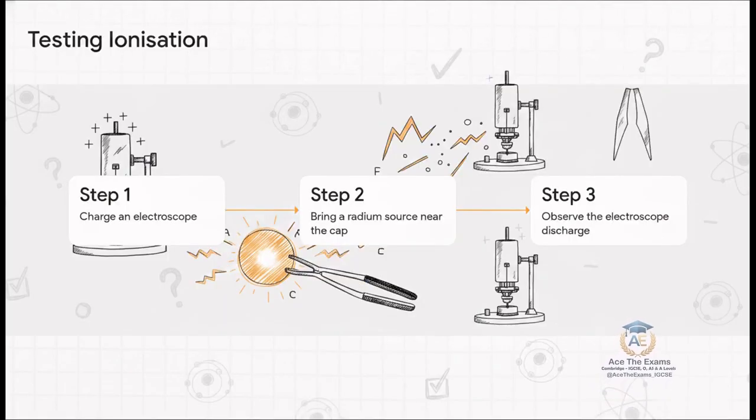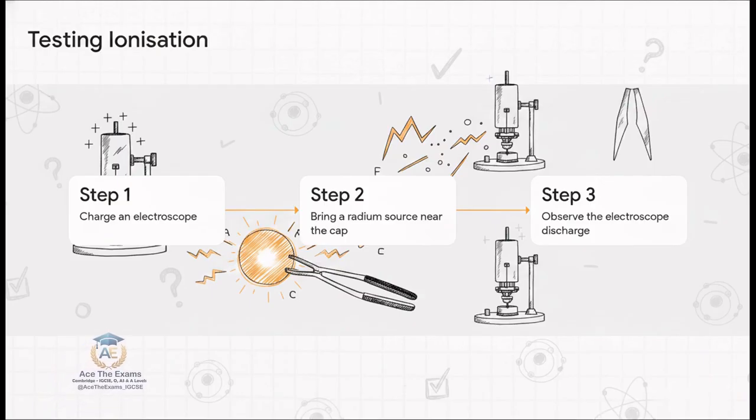Well, here is exactly how you build the perfect practical answer. Step 1, you charge an electroscope. Step 2, you bring a lighted match or a radium source near the cap. Now wait, for those crucial exam safety marks, you must explicitly state that the radioactive source is held using forceps. That maximizes the distance from your body. Finally, step 3, you observe the electroscope discharge.